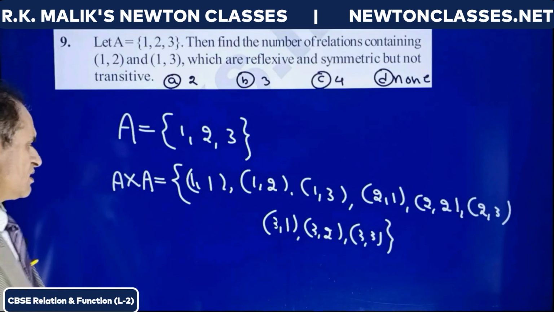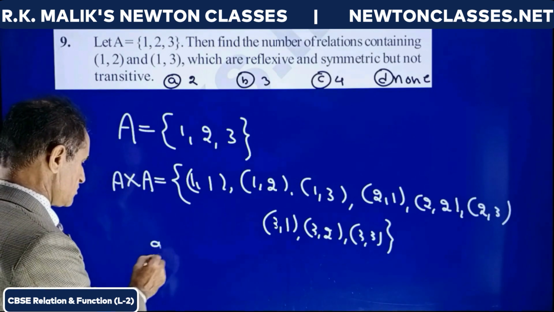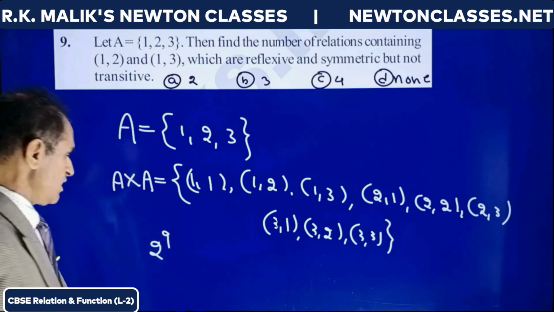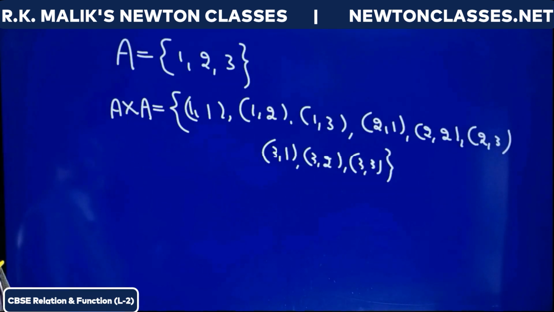Agreed that because the number of subsets of this set is 2 to the power 9, hence 2 to the power 9 relations are possible on the set A. But we have to find those relations which are reflexive, which are symmetric but are not transitive. We will find such relations.